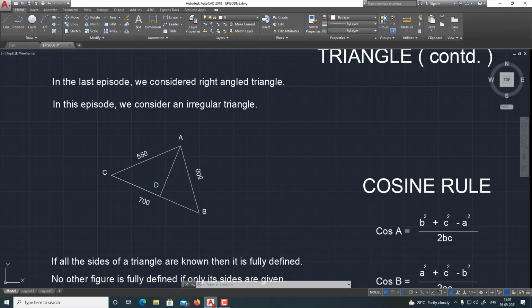In the last episode, we considered a right angle triangle. In this episode, we consider an irregular triangle, triangle ABC.